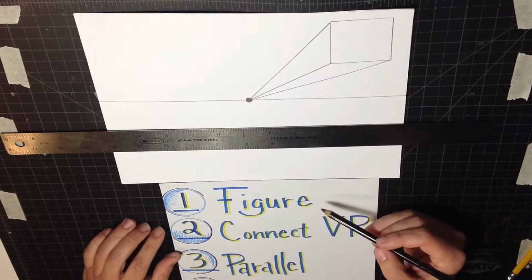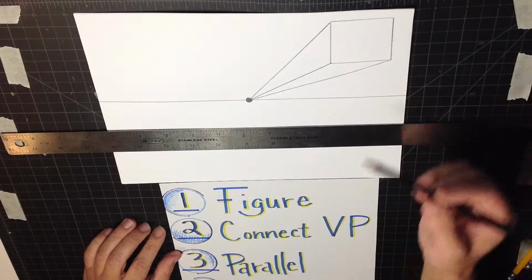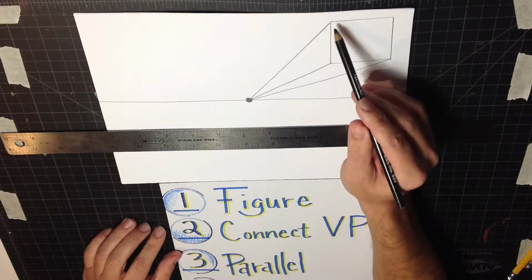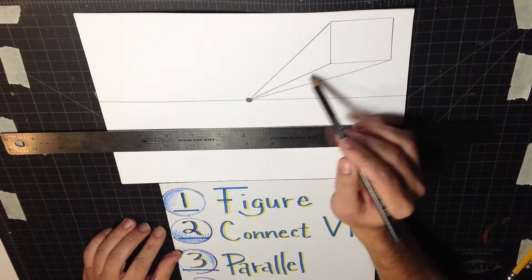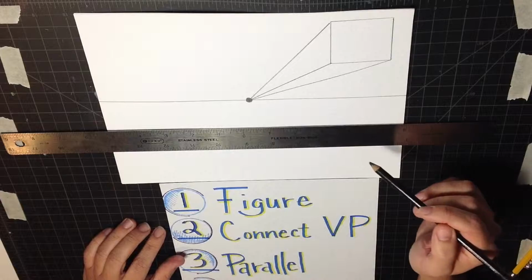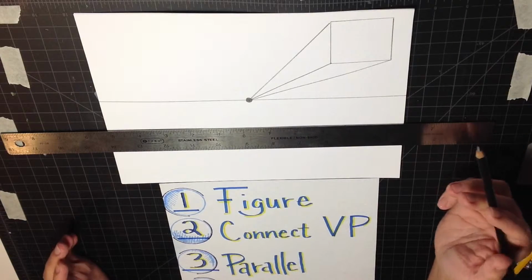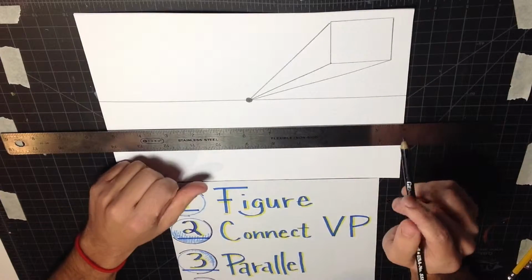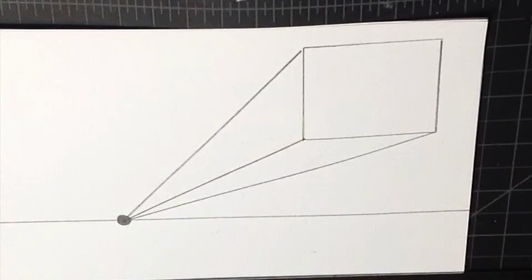So now I have completed step 1, which is to draw a figure. Step 2, I've taken from the corners of my box and connected those lines to the vanishing point. Now without even going further, we can actually see that we have something very three-dimensional already. If you'd imagine, our horizon line could be a road.